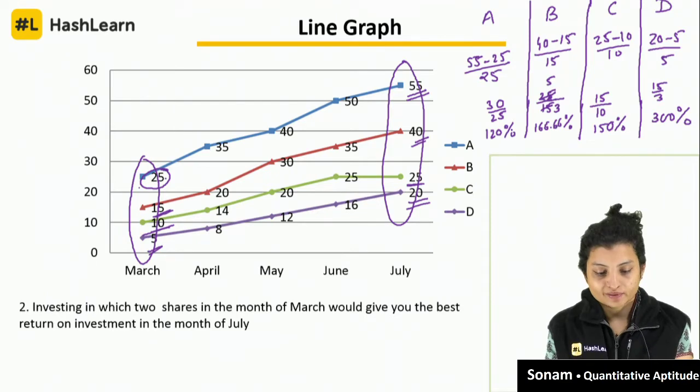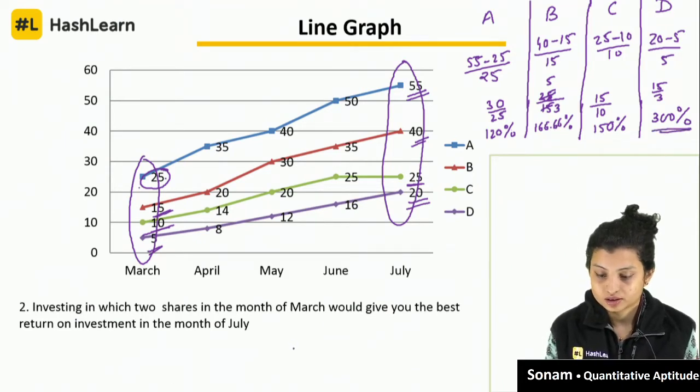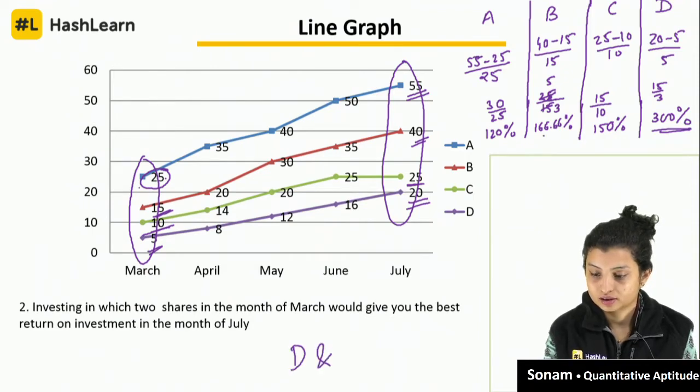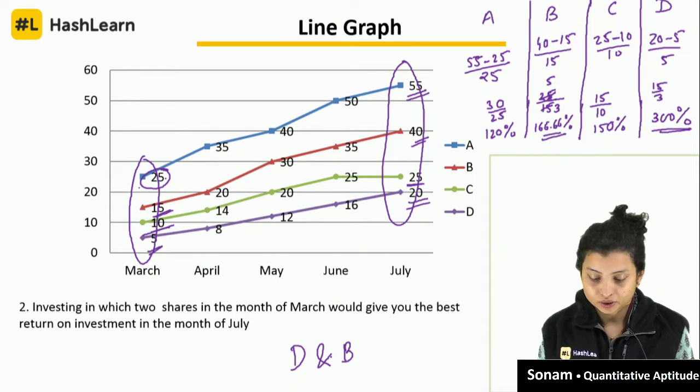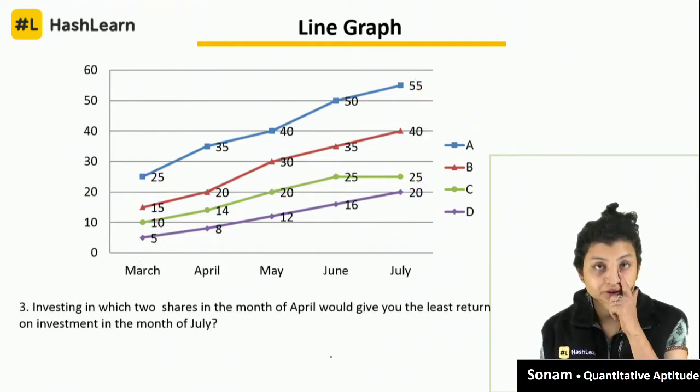Okay, so investing in which two shares in the month of March would give you the best return on the investment in the month of July. So which two are the biggest ones? This D and this is the second highest, correct? So D and B. Alright, so this will give you the maximum return in the month of July. Okay, let's look at the next question.